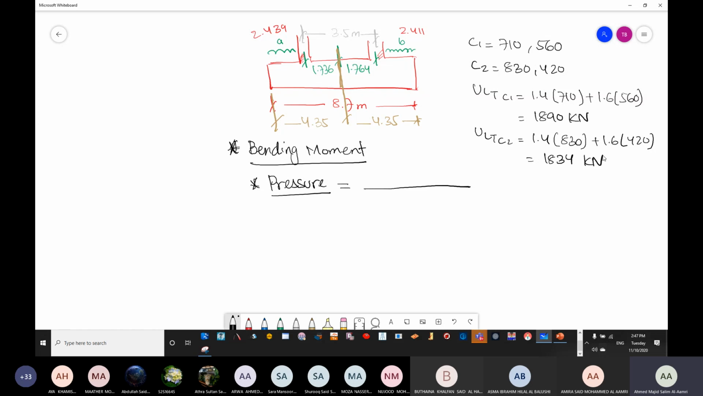So now I'll just add the first one and the second one. So the first loading from the first column is 1,890 plus 1,834 divided by the area. We said pressure is equal to force divided by an area. My area of foundation is 8.7 multiplied by 2. Now, can you give me the value of pressure?